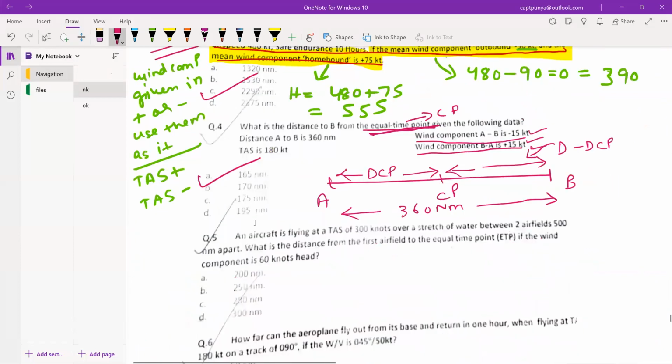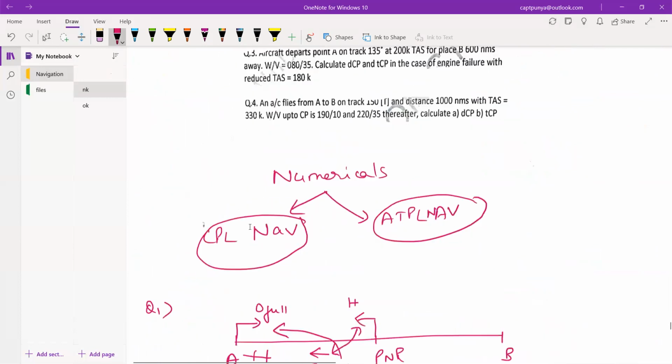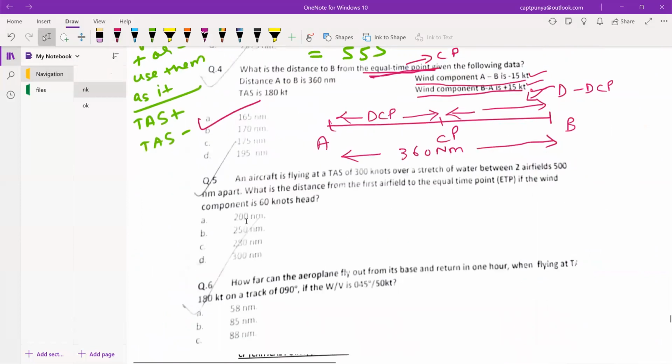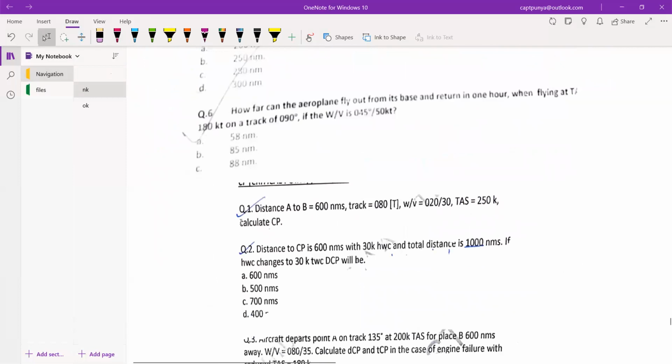Okay, so guys, because we still have some questions left, I'm going to take a different question for you, which is a bit difficult, where you have to use a CX3 computer. So I'm going to skip question number 5 and take question number 6. See, how far can the aeroplane fly out from its base and return in 1 hour when flying at a TAS of 180 knots, on a track of 090, with wind direction and velocity of 045 and 50 knots?